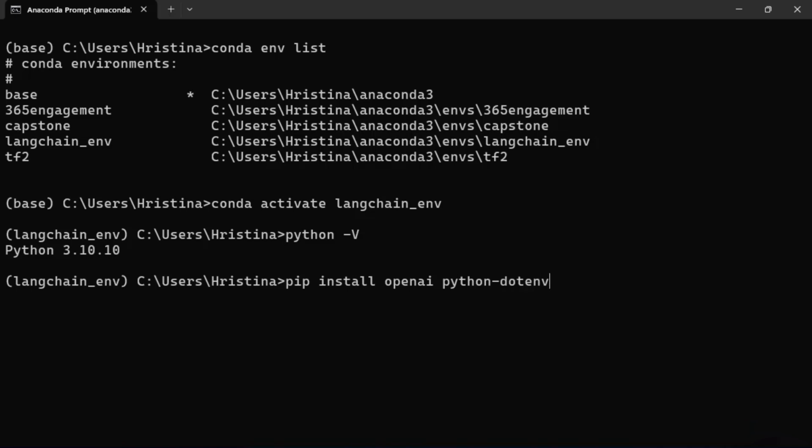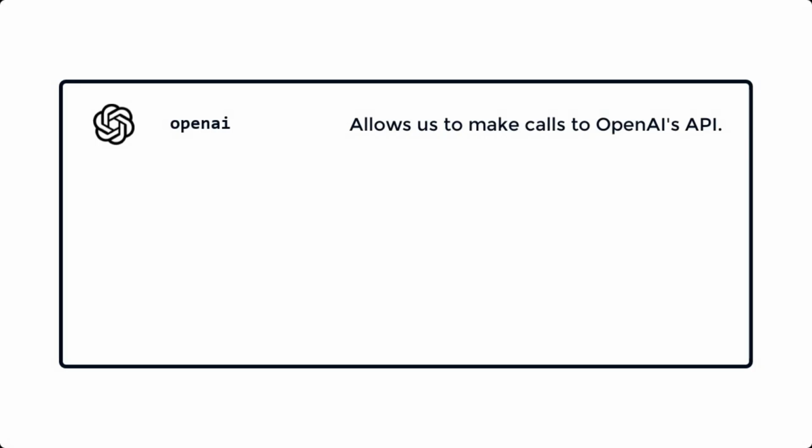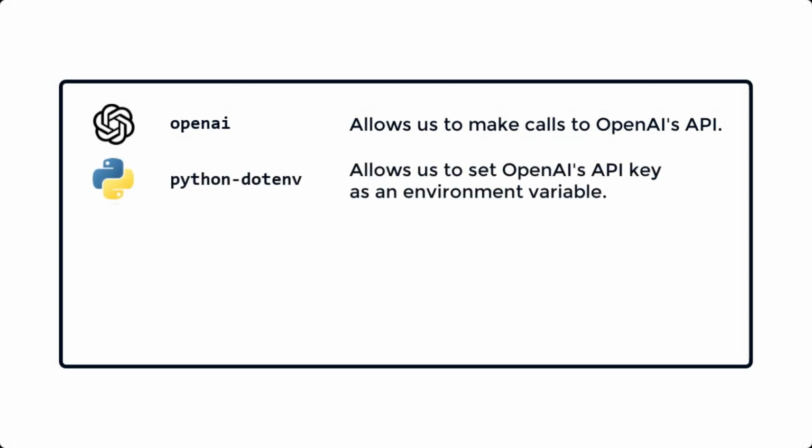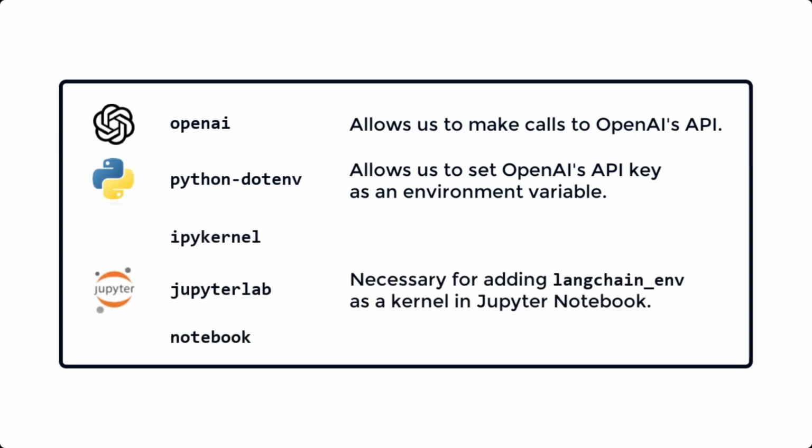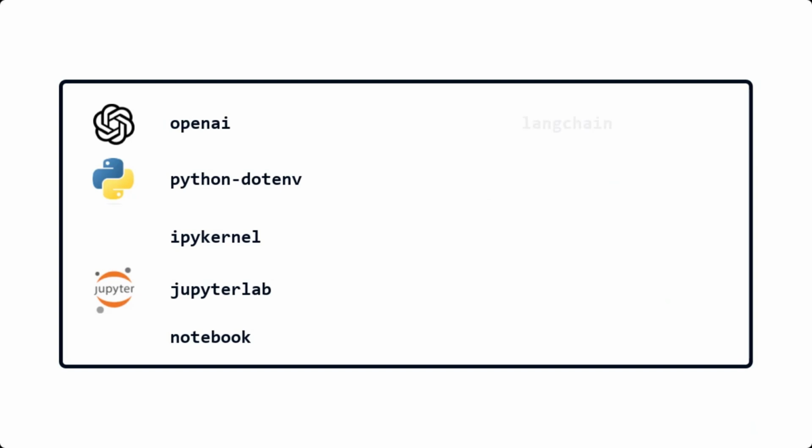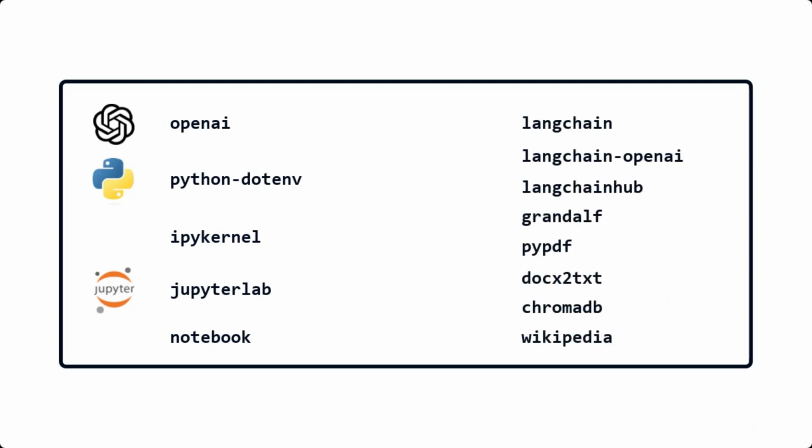Within this new LangChain environment, let's pip install the following packages: openai, python-dotenv, ipykernel, jupyterlab, and notebook. While we wait for all these packages to be installed, let me tell you about the purpose of each. The first one allows us to make calls to OpenAI's API. With the second one, we can easily set OpenAI's API key as an environment variable. The final 3 packages are necessary for adding this LangChain environment as a kernel in Jupyter Notebook. As the course progresses, we'll add more packages to this environment.